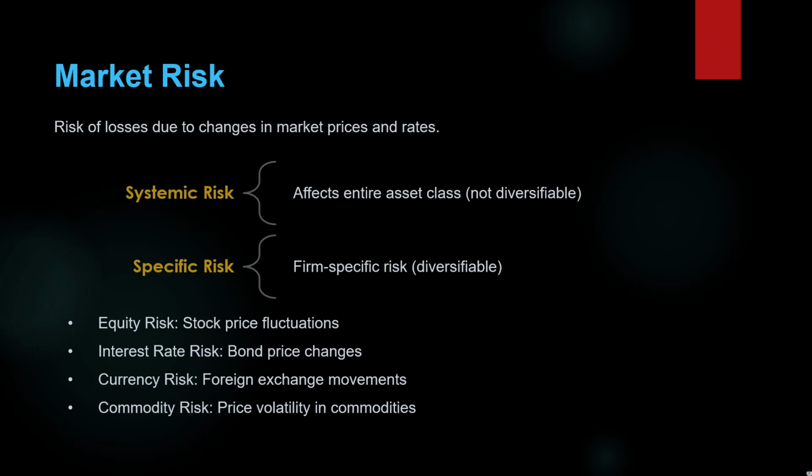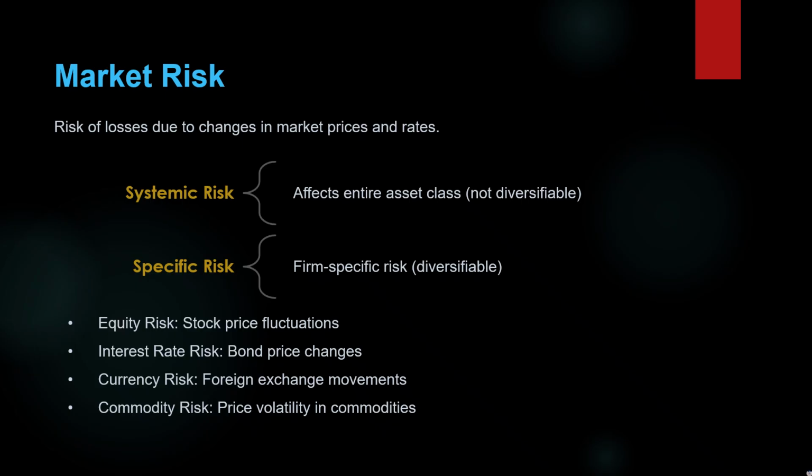Let's dive into the first major financial risk type, market risk. Market risk is defined as the risk of losses due to changes in market prices and rates. It is one of the most visible and actively managed risks in financial institutions. Every day, traders and risk managers watch market movements closely. Market risk has 4 primary components.